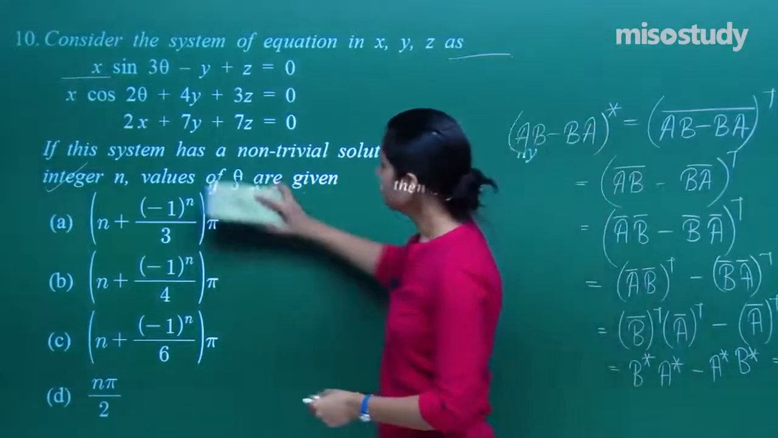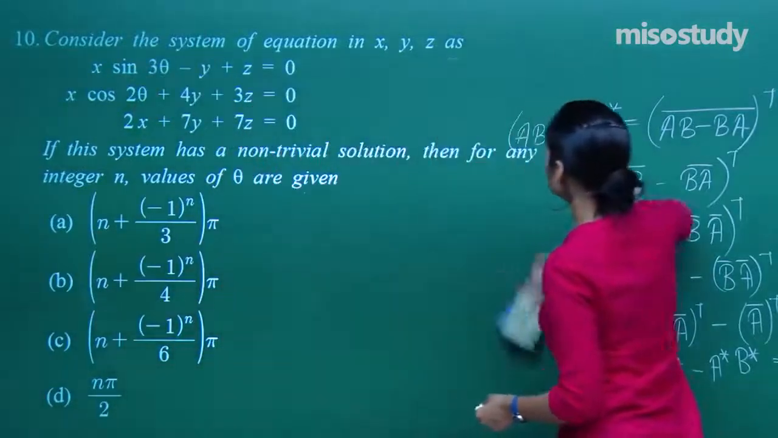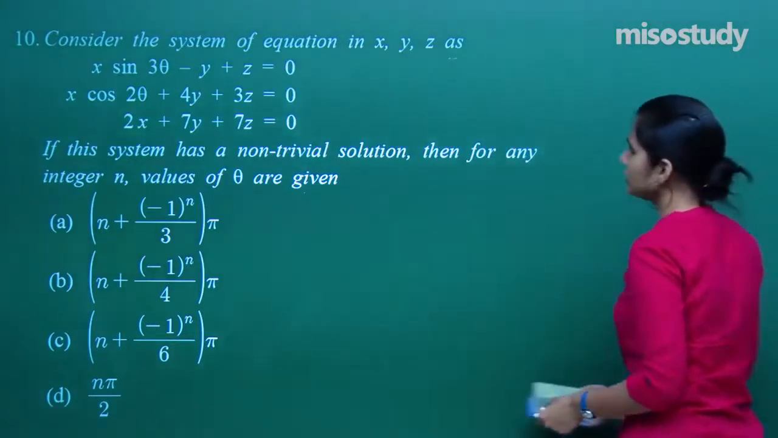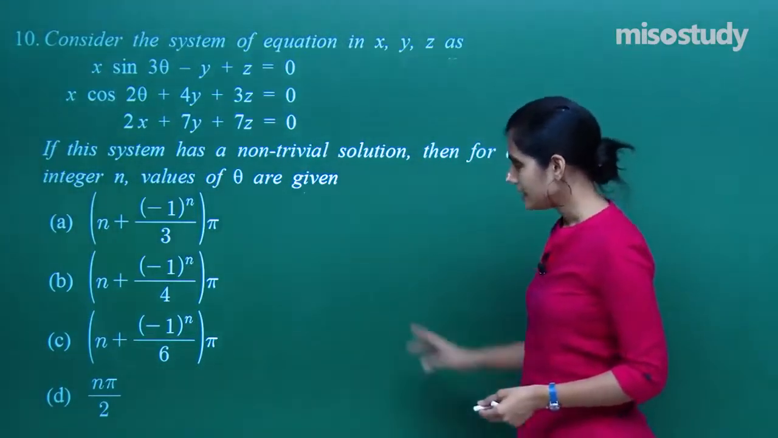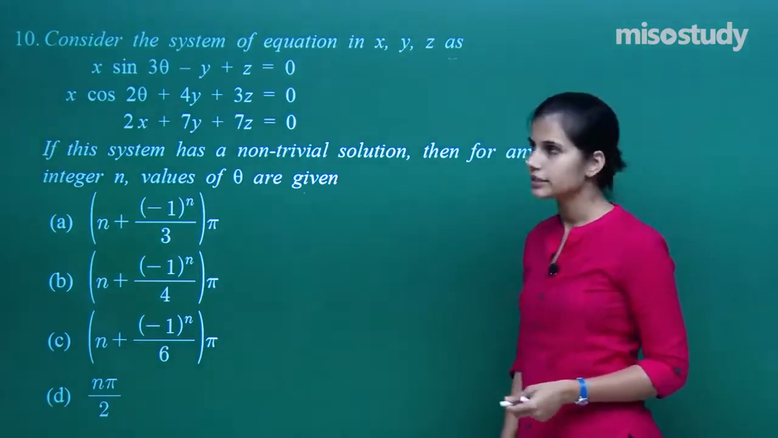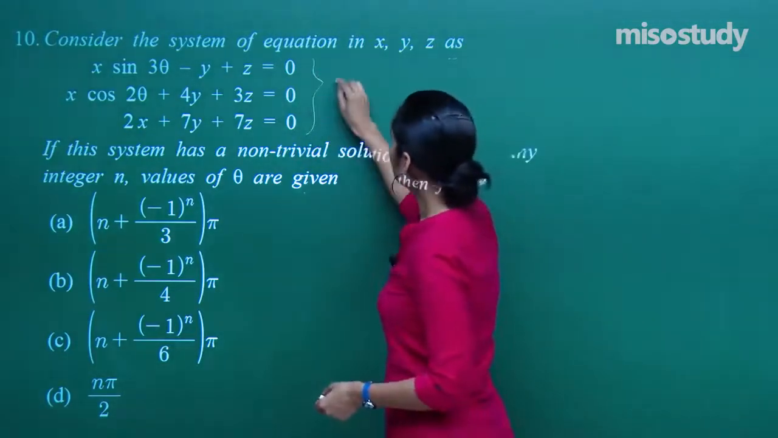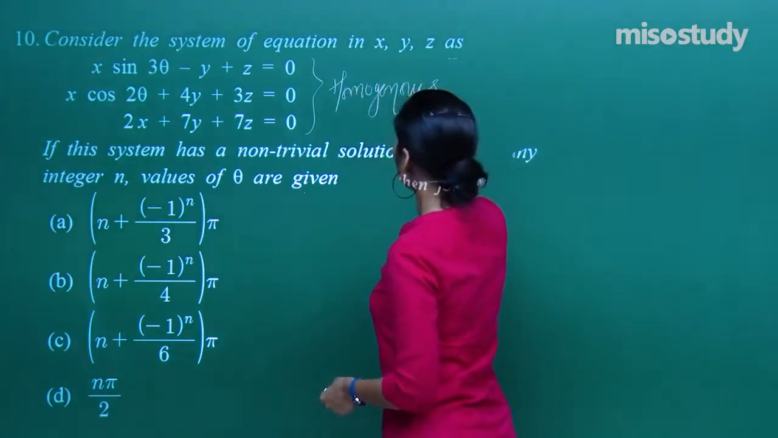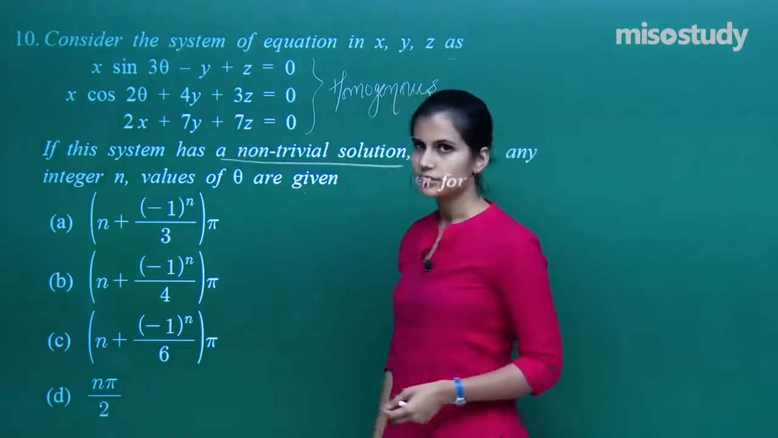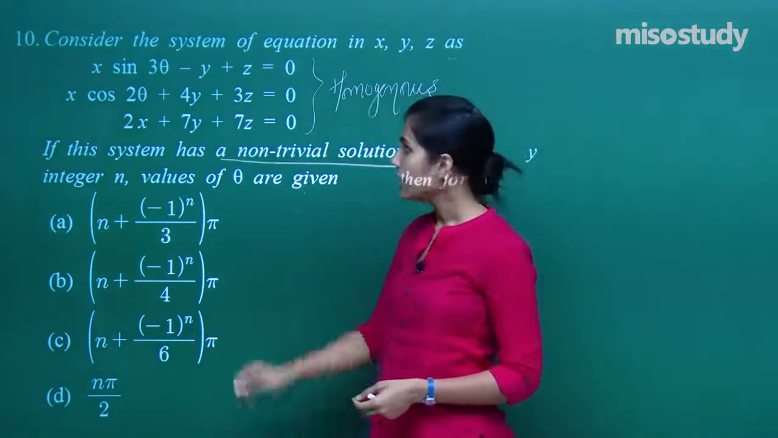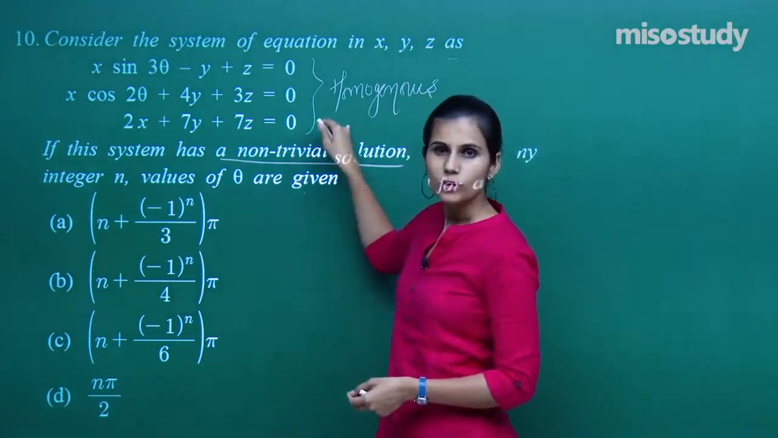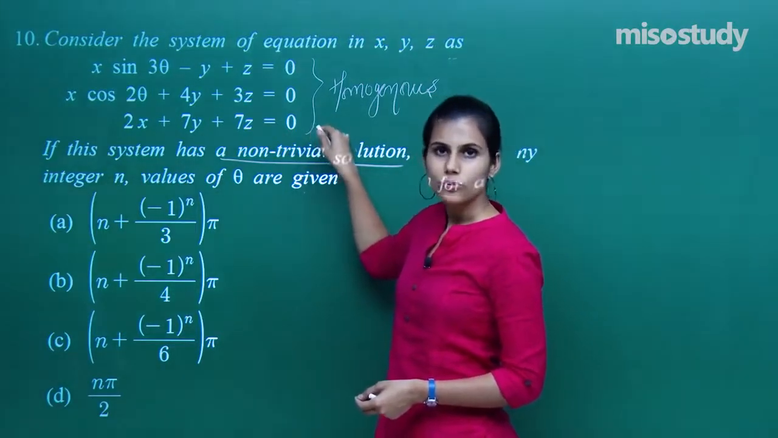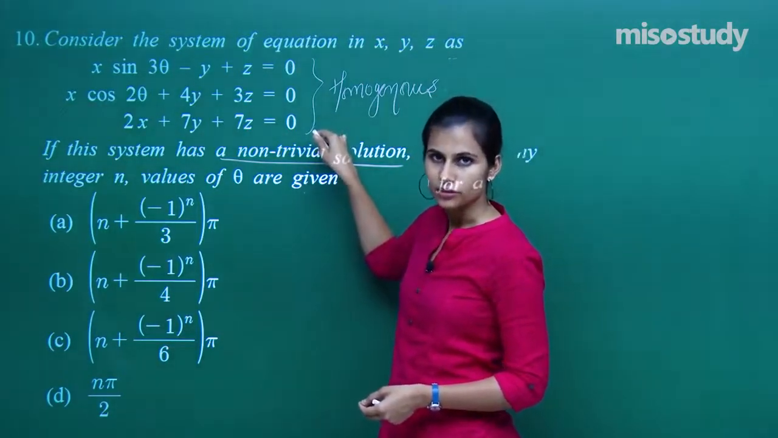Then it says that consider the system of equations in x, y, z as this. If this system has a non-trivial solution, then for any integral value of n, values of theta are given by what? Now if you can see, this is a homogeneous system of equations, right? And one thing is given, that it has a non-trivial solution. This can only and only happen if you have a homogeneous system of linear equations in n unknowns. It can have non-trivial solution only and only when the coefficient matrix is singular.